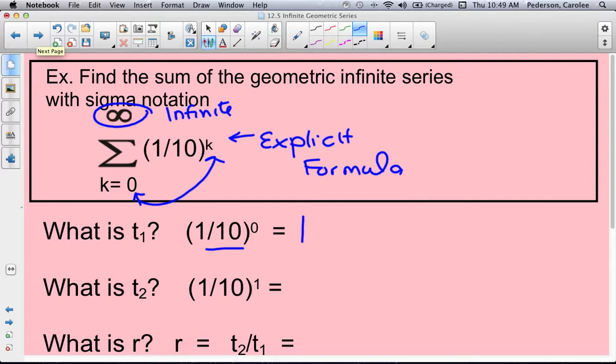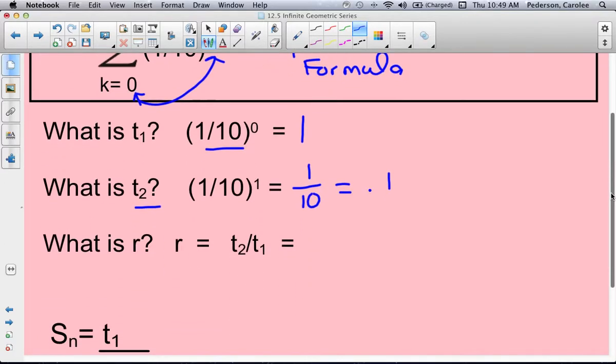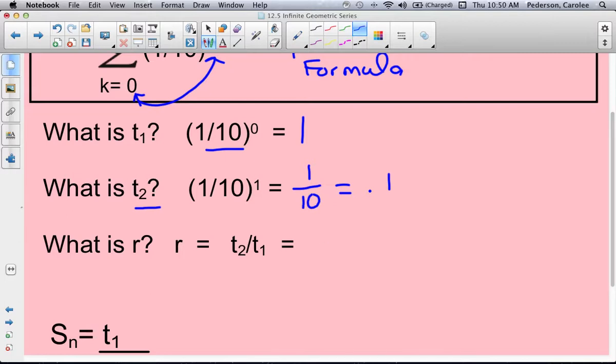And then we're going to find term 2. So we'll substitute 1 in for k. Well, 1/10 to the 1 power is 1/10, or 0.1 in our calculator. Why we had to know term 1 and term 2 is to find that common ratio. So we take term 2, which is 0.1, and divide it by 1. 0.1 divided by 1 is 0.1.